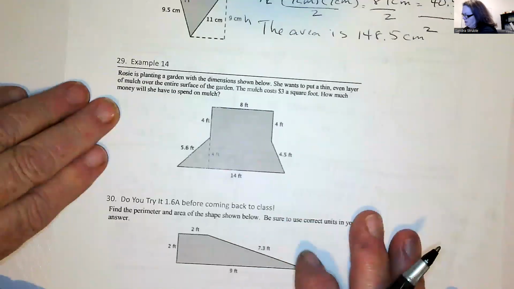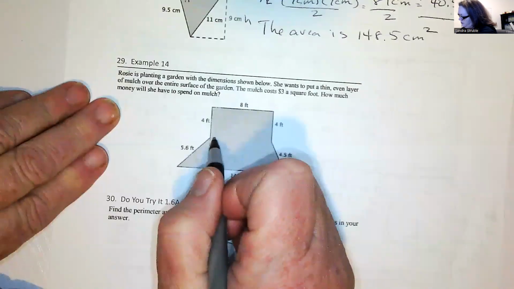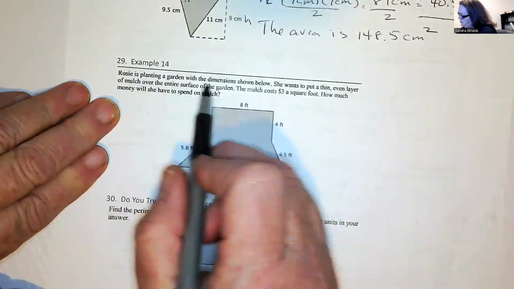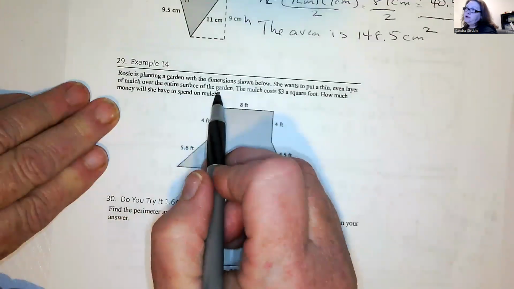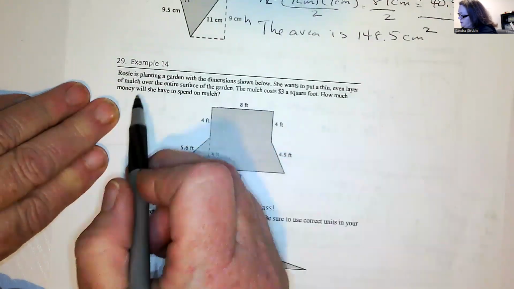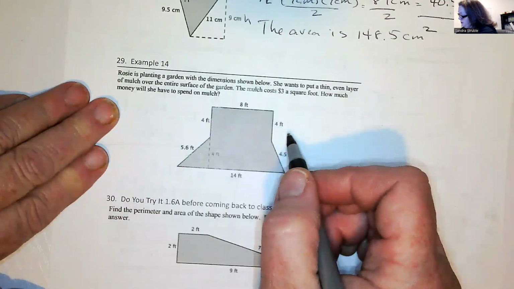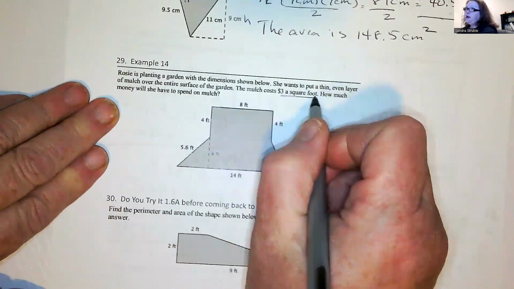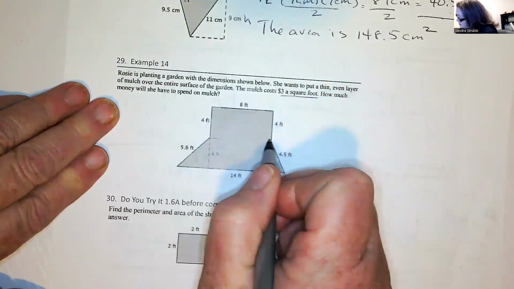So the next composite figure we have, it says, Rosie is planting a garden with the dimensions shown below. She wants to put a thin, even layer of mulch over the entire surface of the garden. So that's the area. The mulch costs $3 a square foot. How much money will she have to spend on mulch? Well, let's find out the total area because it's $3 a square foot, and we know area is measured in squares. So we need to find the area of this garden.